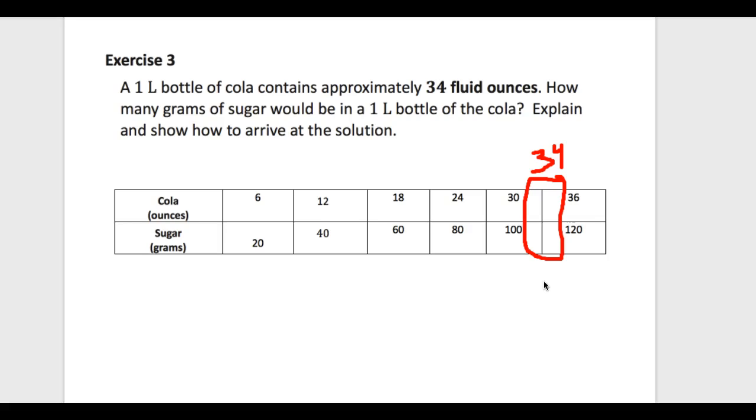Do you think your answer would be a whole number? Why or why not? Can you express your answer as a mixed number? Do you remember what a mixed number is? All right, well, let me show you what I've done and see if you can follow along.